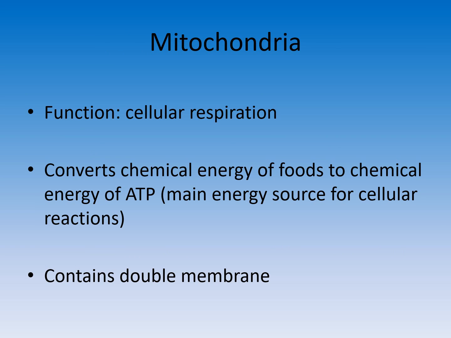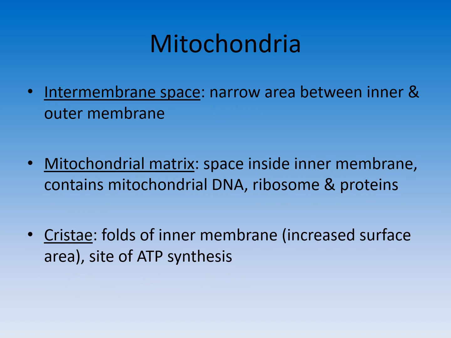So we start off with the mitochondria. The mitochondria is the powerhouse for the cell. Its function is to carry out cellular respiration, which produces ATP. So you're producing energy. It's converting that chemical energy in your food to the chemical energy that's used for cell reactions. It does contain a double membrane.